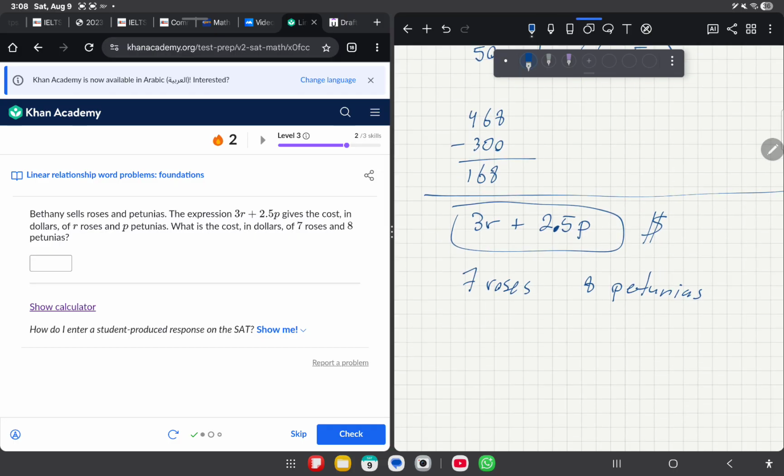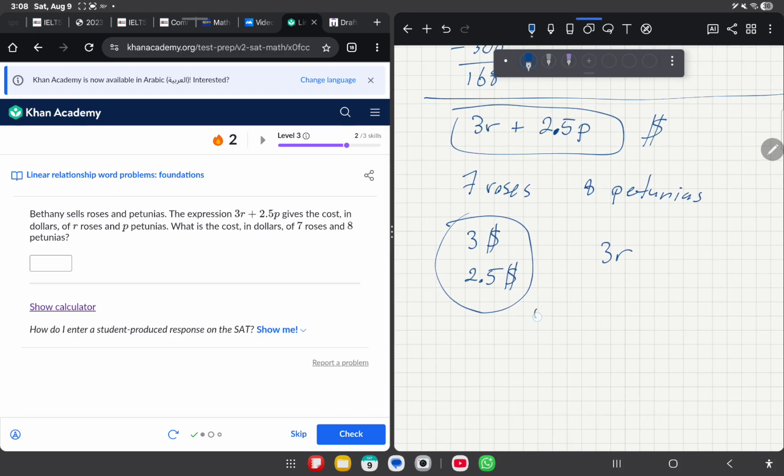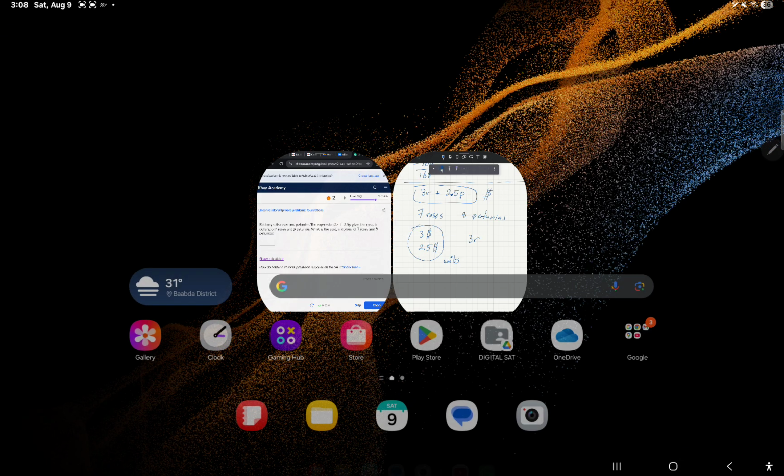So now I can say that maybe each rose is $3 and each petunia is $2.5. I can think this way because what other number should I multiply with R? Like the number of roses. So let us use the units to explain something.